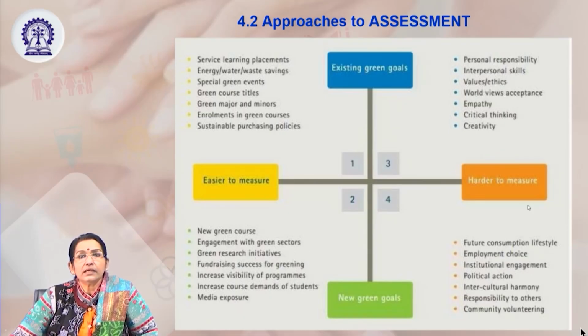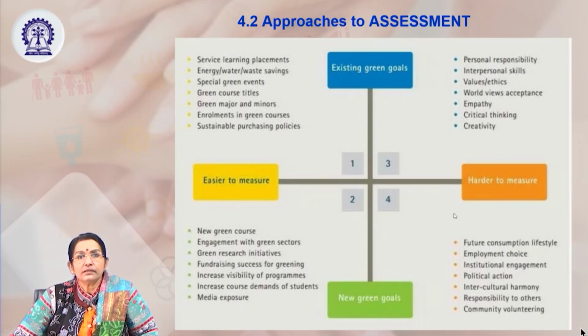Okay. Then another is the future consumption lifestyle, focusing more towards the future generation, future activity. There is future consumption lifestyle, employment choice, institutional engagement, political action, intercultural harmony, responsibility to others, community volunteering. So, when we talk about the assessment, this should be the approach. Initially, measure all these attributes, then thereafter the individual progress in these aspects and responsibilities and creative thinking, the course effectiveness, visibility of the program, publicity, media exposure, then the future plan, that is the future consumption style, etc.